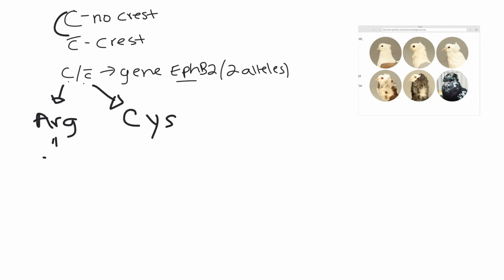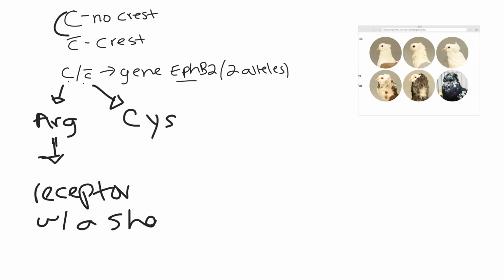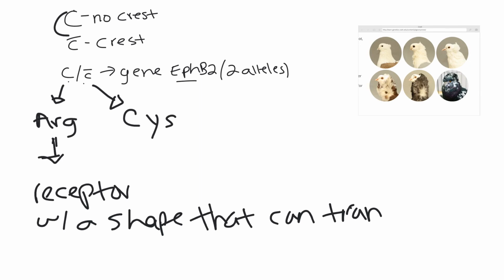When it has the arginine amino acid there, the polypeptide folds into a protein that, like I mentioned, is a receptor. So it ends up with a receptor protein, and it has a shape that can transduce the signal. Remember, transduction from our cell signaling means taking, basically transmitting the signal after the ligand binds into the cell. I'll show you a picture. So it's a signal for feather growth.